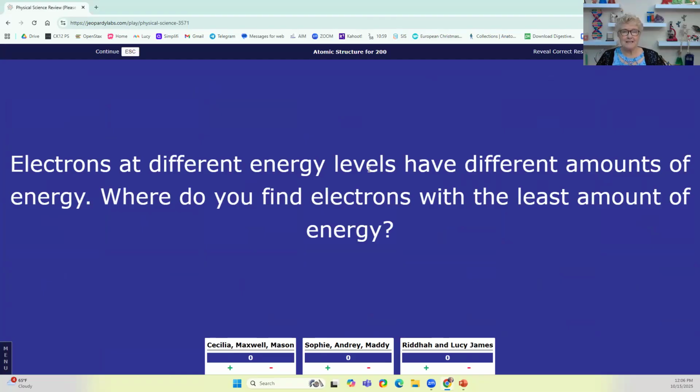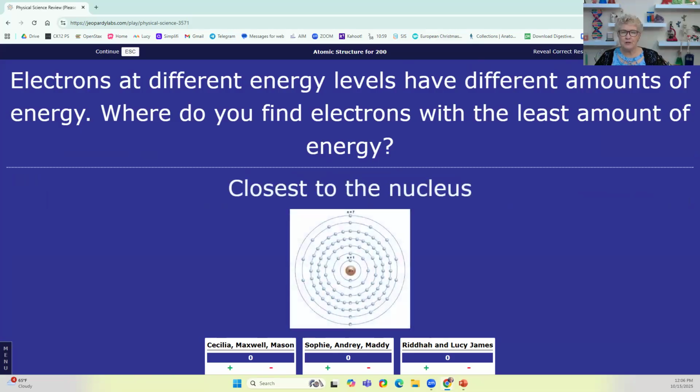Cecilia, Max, and Mason. Mason. Is it the first level? It's the first level. Where would it be compared to the nucleus? Closest or farthest away? Closest. Yes, it would be the first level closest to the nucleus.